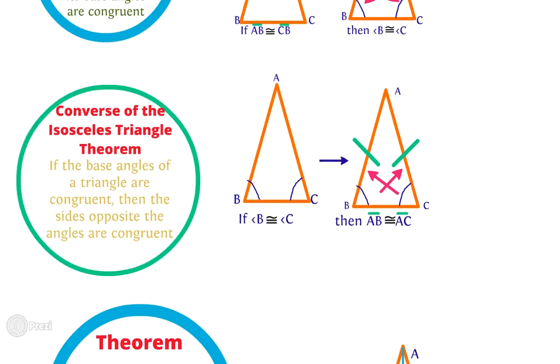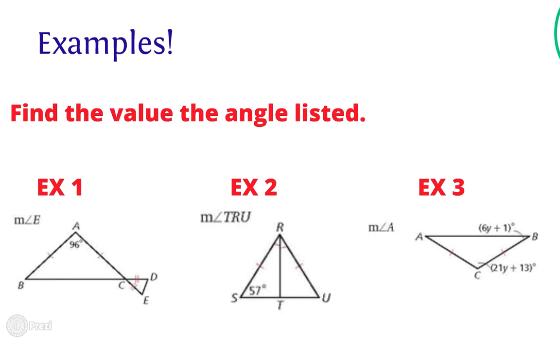And we're going to use this theorem to help us solve some nifty problems. In examples 1, 2, and 3, we'll be finding the value of the angle that is listed in each problem. And we're going to be using properties of isosceles triangles and the isosceles triangle theorem to help us solve them. So go ahead and pause the video and watch examples 1, 2, and 3.